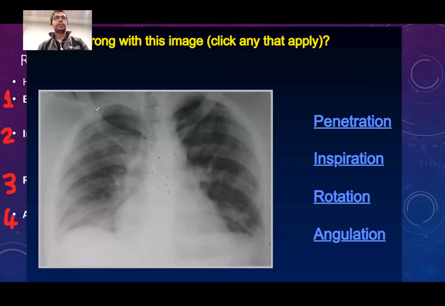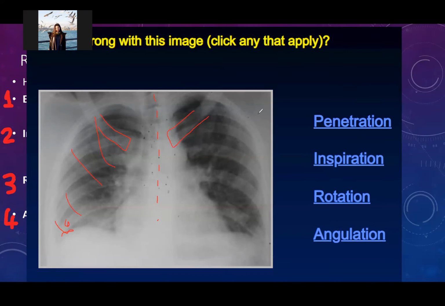I think we can see the vertebrae, so the penetration is good. We can count 1, 2, 3, 4, 5, 6, 7, 8 for the posterior ribs. Let me draw the anterior: 1, 2, 3, 4. Not enough for inspiration.